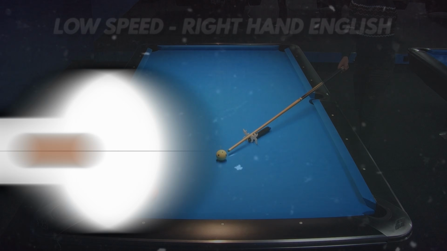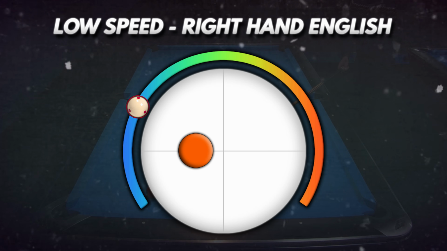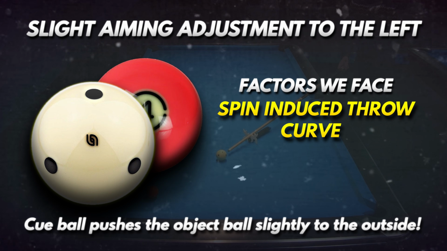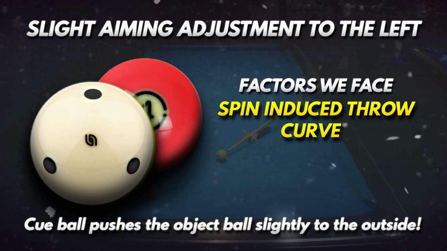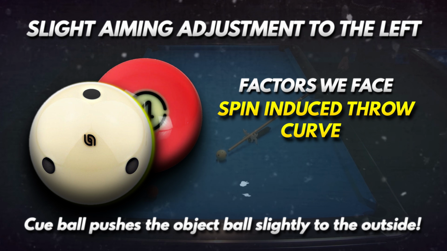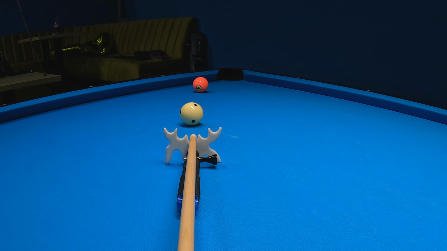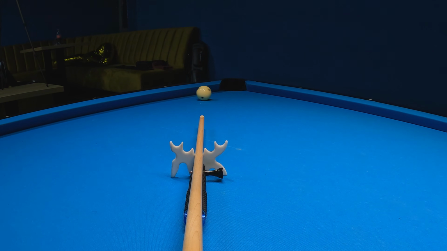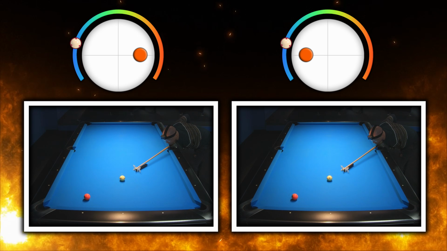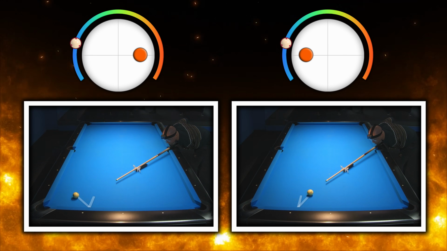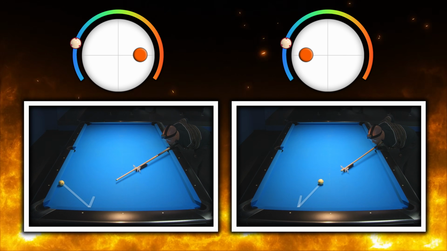And we need to change spin again, and this time we'll use right-hand English. During the low speed shot, the cue ball will curve slightly again and hit the object ball at the ghost ball point, but this time the applied English slightly pushes the object ball to the outside due to spin-induced throw, so we need to calculate a slight adjustment of aiming to the left. And during this shot we can see that the cue ball after contact with the short rail goes to the other side than during the shot with the same speed but with left-hand English.